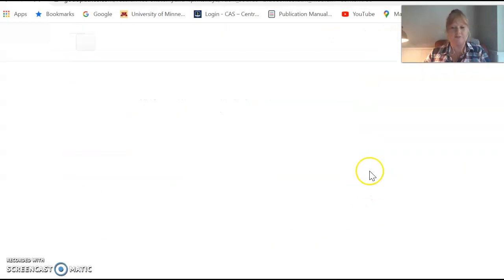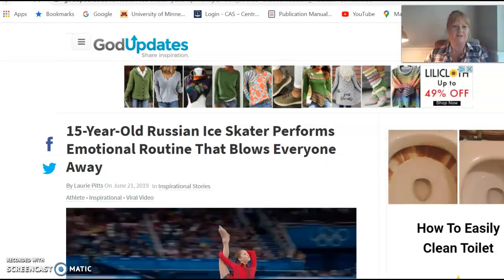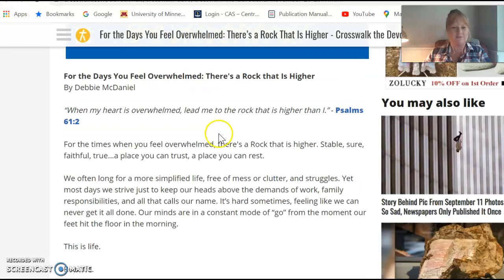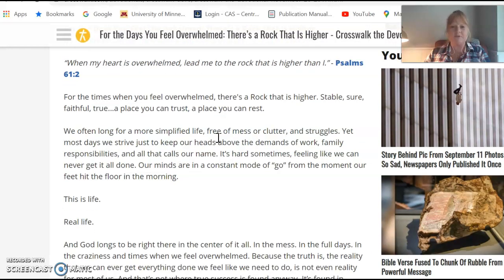Disregard all the goofy side ads, I apologize for that. So, for the days you feel overwhelmed, there's a rock that is higher. When my heart is overwhelmed, lead me to the rock that is higher than I, from Psalm 61:2. For the times when you feel overwhelmed, there's a rock that is higher, stable, sure, faithful, true, a place that you can trust, a place that you can rest.